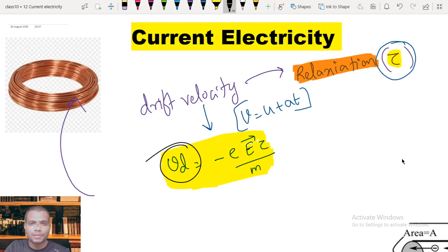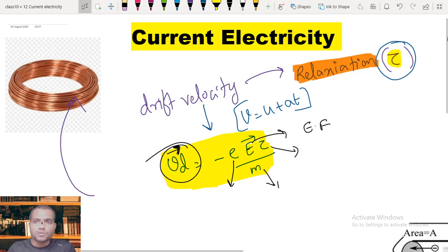Drift velocity Vd equal to minus e E tau upon m, where small e is the charge of the electron, capital E is the electric field, tau is the relaxation time, and m is the mass of the electron. The negative sign tells us that the drift velocity is opposite to the direction of the electric field. Velocity is a vector, so drift velocity is a vector. So drift velocity is very important.